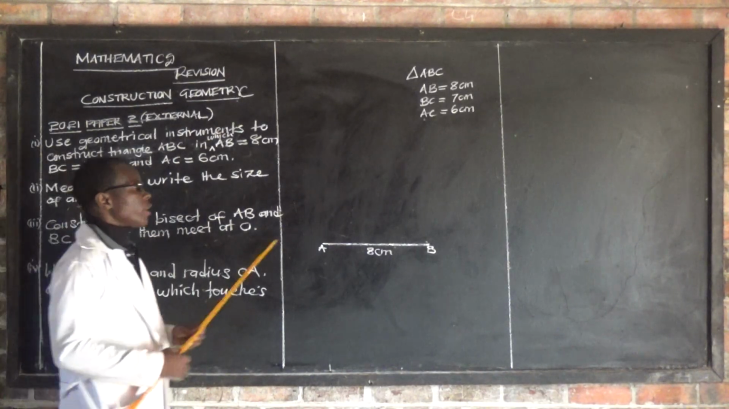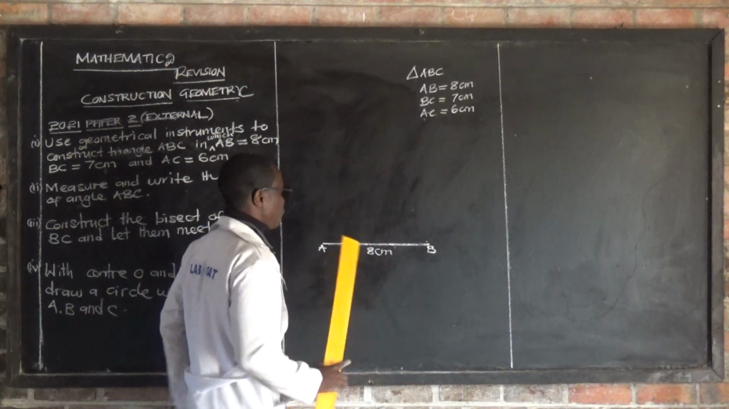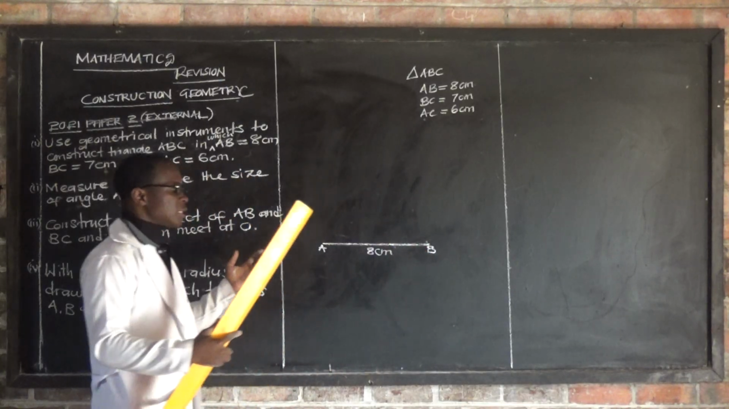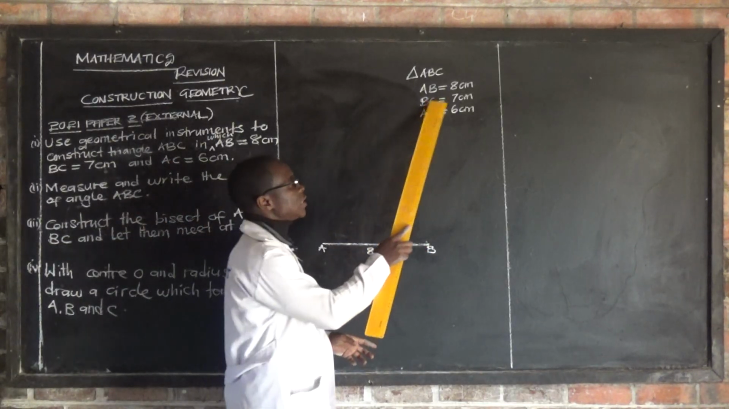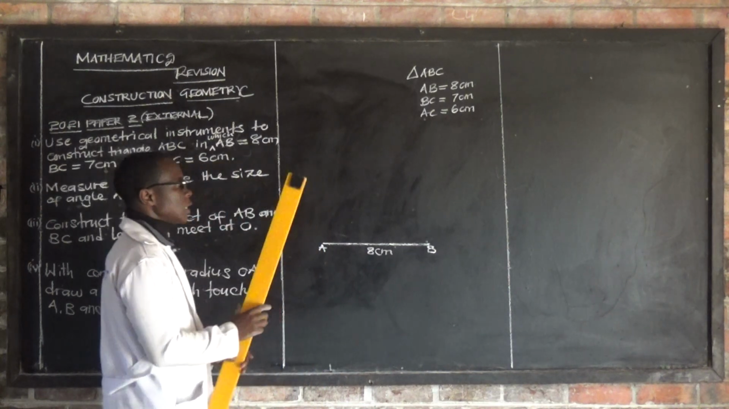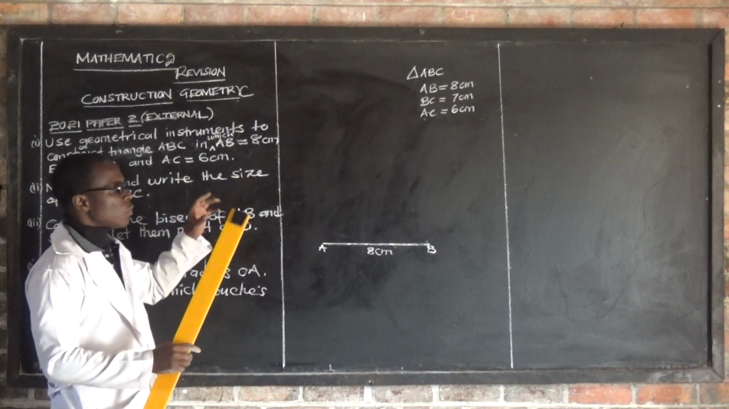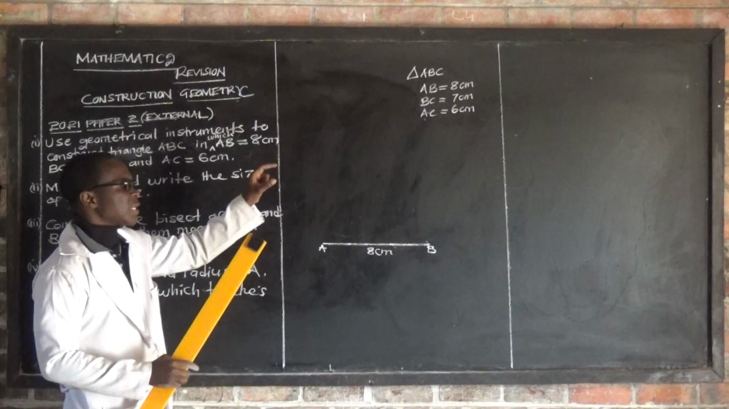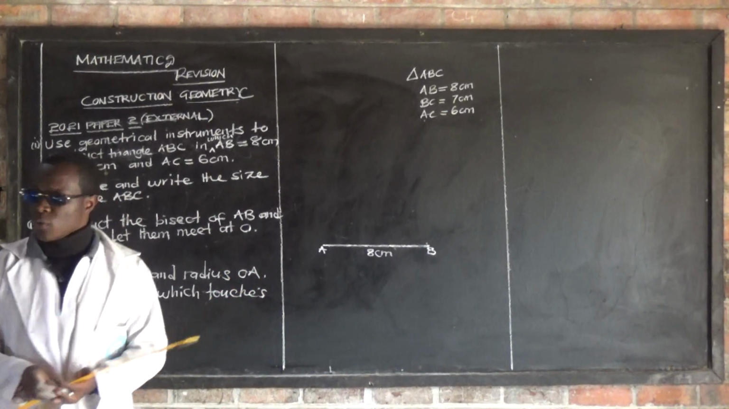Then we're going to come up with BC, from B to C. Now we don't know where C is. We have been told BC is 7 centimeters. So since we don't have C, we are going to come up with 7 centimeters by using a compass, right? So let me use my compass.